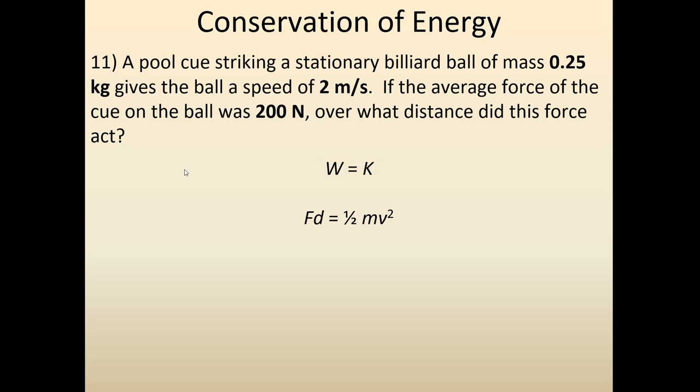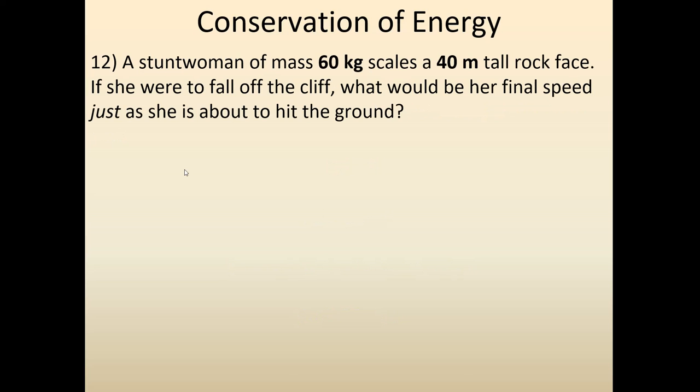Since they don't give me the kinetic or the work energy right off the bat, and they don't say anything about it, I'm going to plug in the equations Fd for work and 1/2 mv squared for kinetic energy, plug the numbers in that I had before, and I end up getting that the distance is 0.0025 meters. All right, here's the next question. Pause the video, work it out, and we'll go over it in a second.